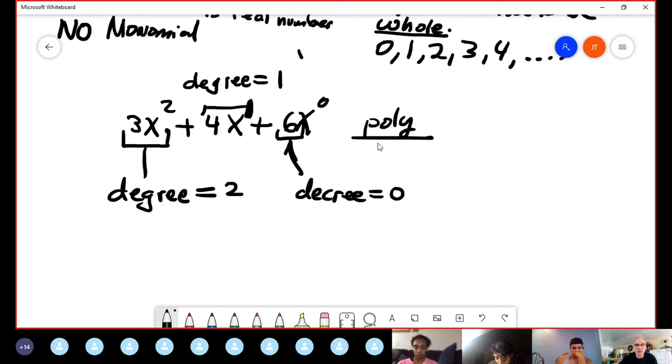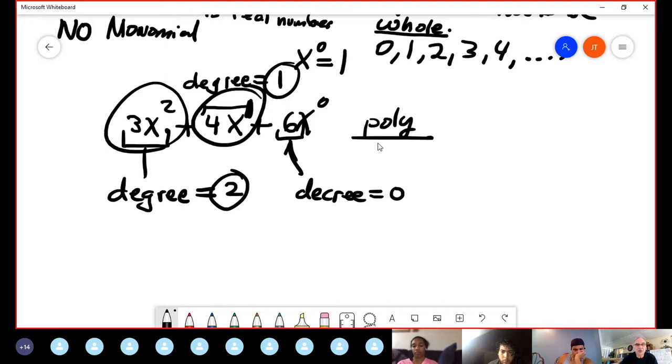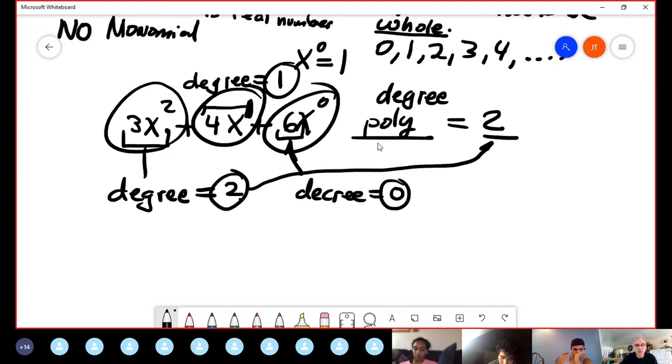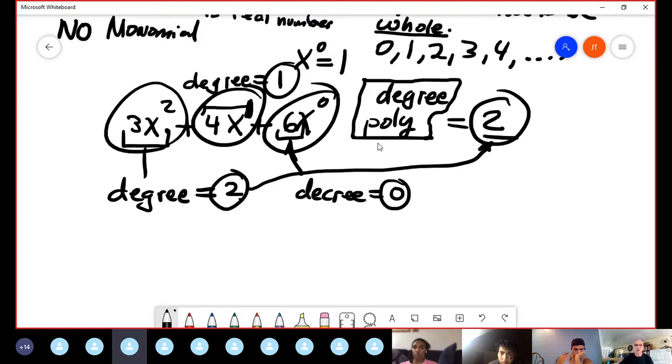So this is degree 2 in the first monomial, degree 1 in the second monomial, degree 0 in the last monomial, but the degree of the polynomial is the greatest number, which is 2. You take the degree of each monomial. This is the degree. Super clear?